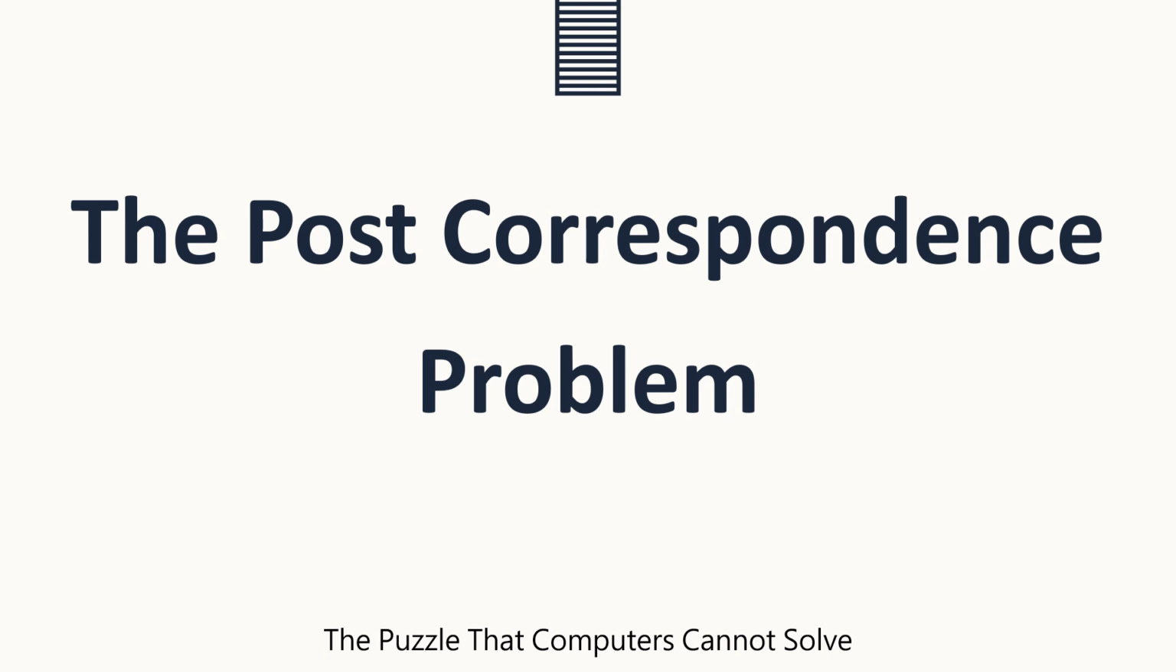Hello everyone. In this video, we are going to understand the post correspondence problem, usually called PCP. It is one of the most important undecidable problems in the theory of computation. What makes PCP especially interesting is that it looks like a very simple word puzzle, but in reality, no general algorithm can solve all the possible cases. In this presentation, I will explain the intuition, the formal definition, a solvable example, and an unsolvable example, leading to the fact that this problem is so important in computer science.